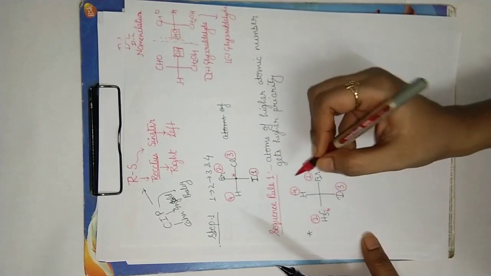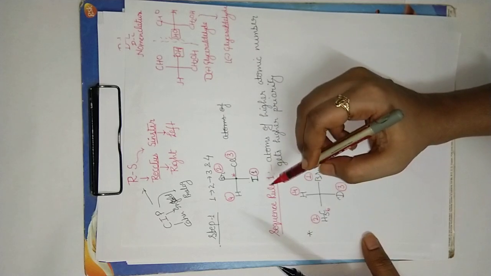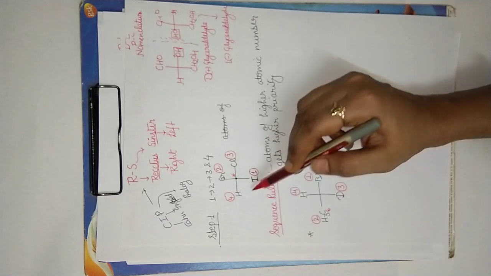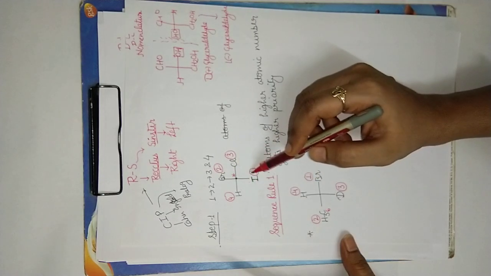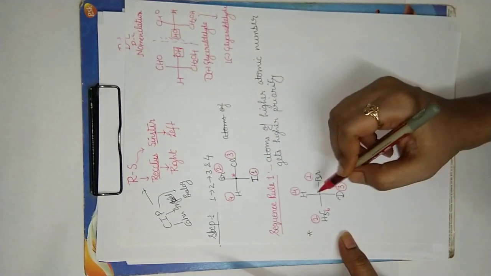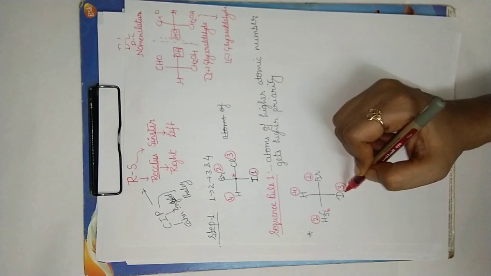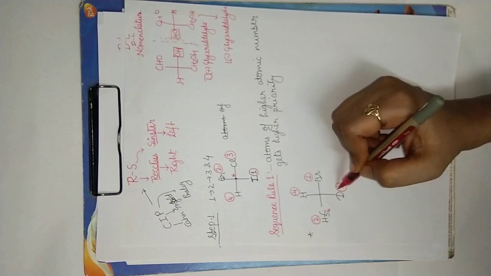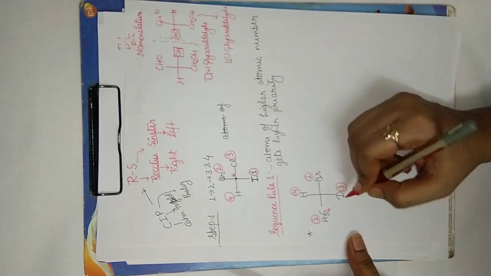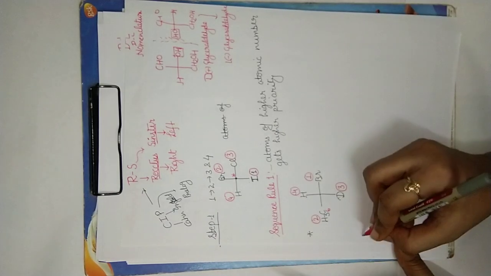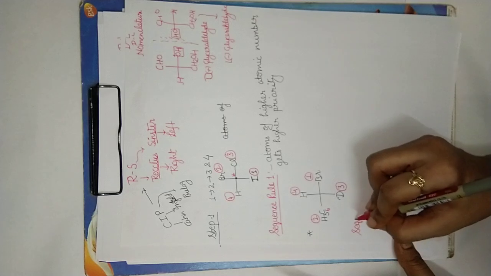This is the sequence rule. Under sequence rule number 1, if the 4 atoms are attached, then 1, 2, 3, 4 numbers are given, and if isotopes of the elements are present, then the isotope having the higher mass number gets the higher priority. Okay students, this is sequence rule number 1. Next, sequence rule 2.